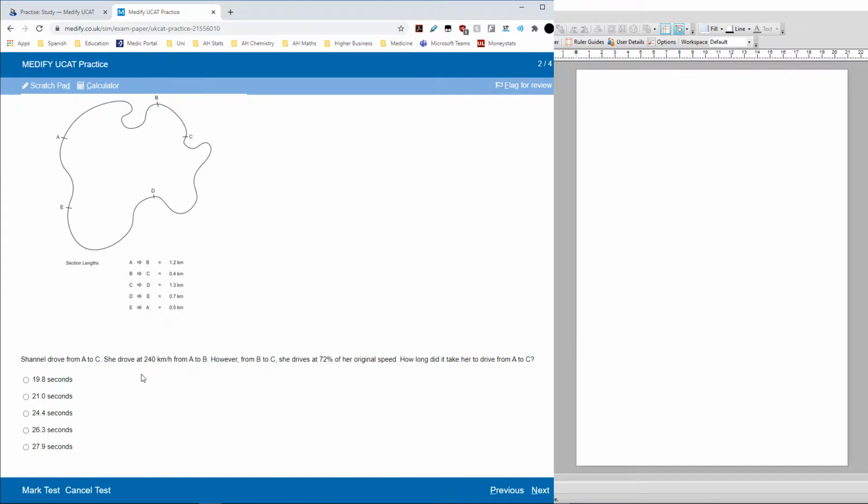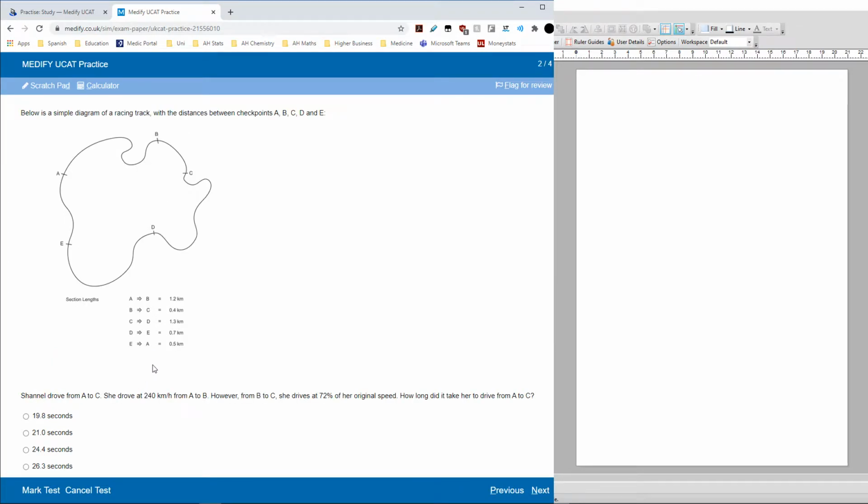Now, Chanel drove from A to C. She drove at 240 kilometers an hour from A to B. However, from B to C, she drives at 72% of her original speed. How long did it take her to drive from A to C? Okay, so first of all, let's work out what 72% of her original speed is.